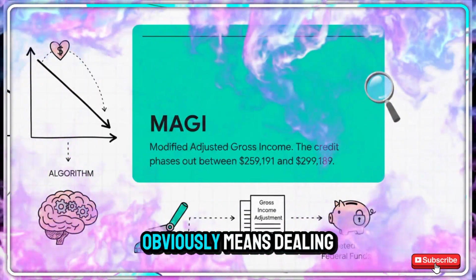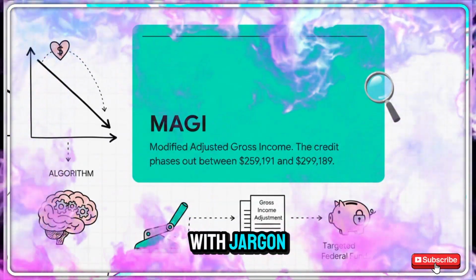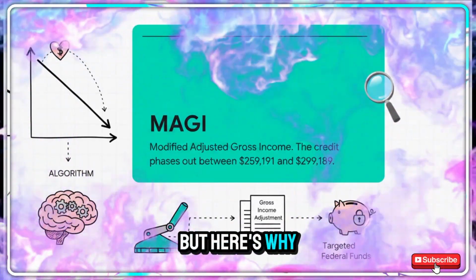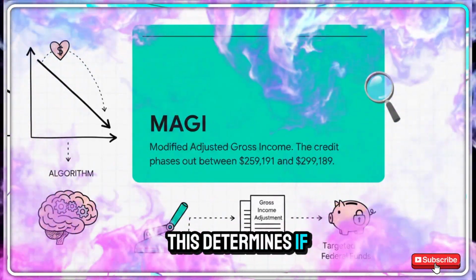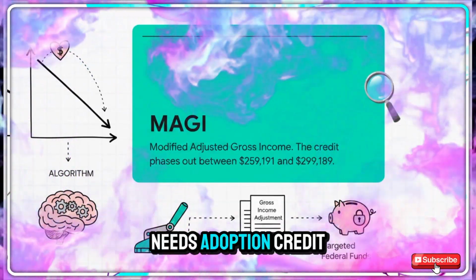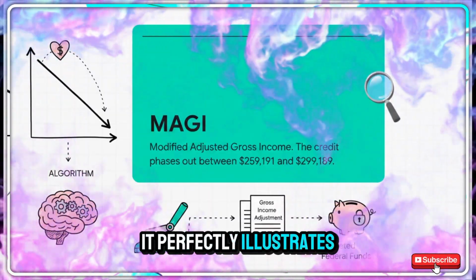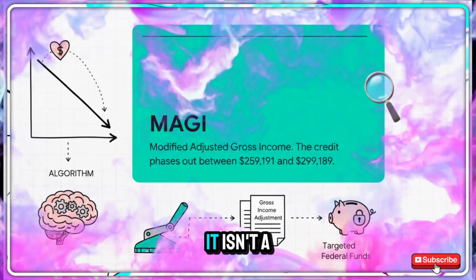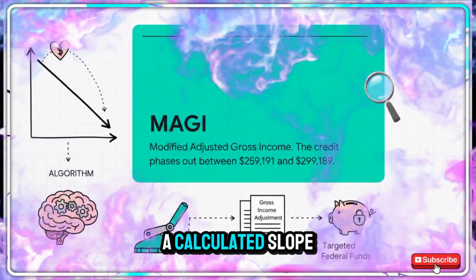Navigating taxes obviously means dealing with jargon, like modified adjusted gross income. But here's why it matters. This determines if you qualify for vital financial benefits, like the Special Needs Adoption Credit. It perfectly illustrates how the government uses algorithms to phase out benefits. It isn't a hard cliff, it's a calculated slope.